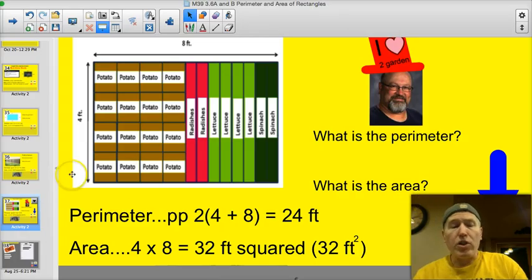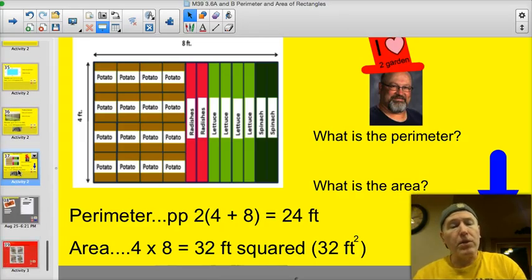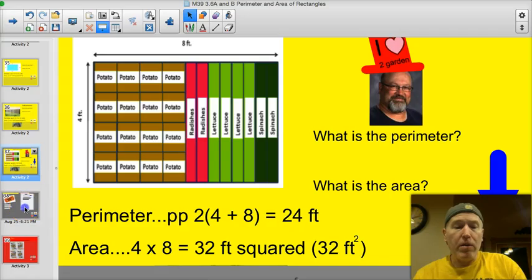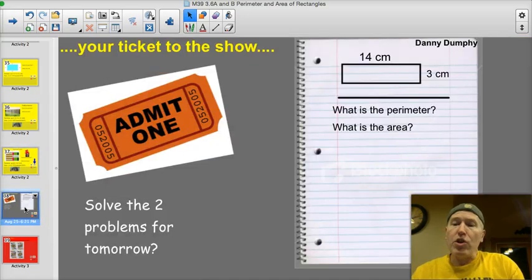This is a review target. Should be pretty straightforward and easy for you. Just a quick reminder video. Here you go with your ticket to the show. What is the perimeter and what is the area of this rectangle? 14 centimeters by 3 centimeters. Go ahead and solve that for tomorrow.